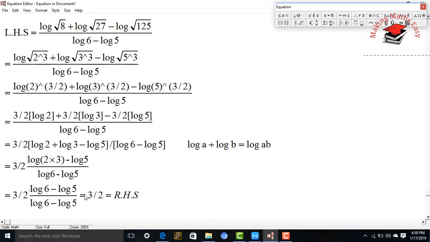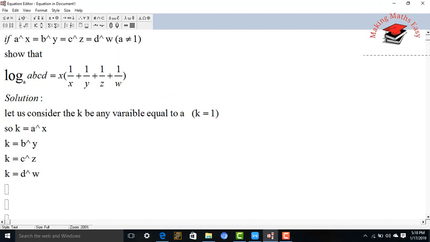So hence we have proved this. Okay, so let's move to the next sum. So this is our next sum. Here it is, a raised to x is equal to b raised to y is equal to c raised to z, which is also equal to d raised to w, where a is not equal to 1, and we have to prove that log of abcd base a is equal to x into 1 by x plus 1 by y plus 1 by z plus 1 by w.